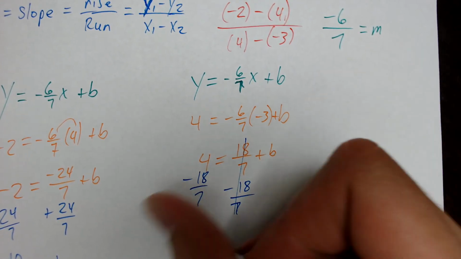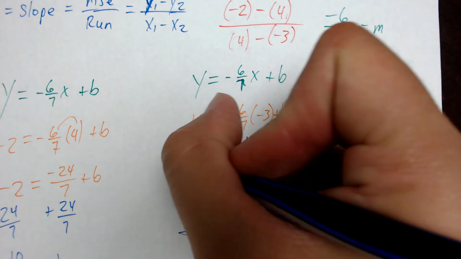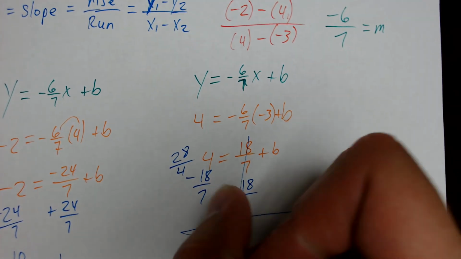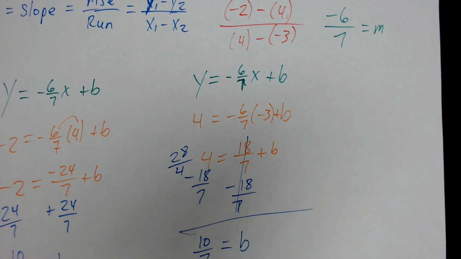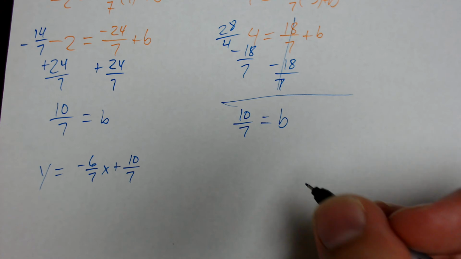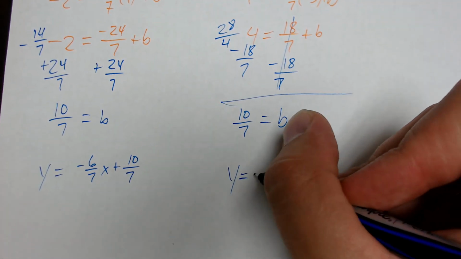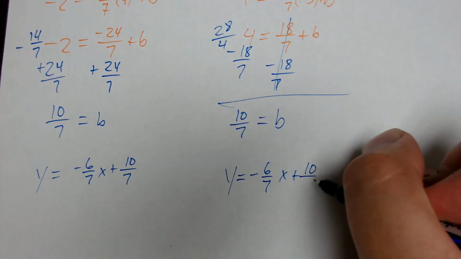This side cancels. Now for this side I have to turn 4 into a number with the denominator of 7, so that would be 28 over 7. 28 minus 18 is 10 over the denominator of 7, which is what b is equal to, which is what we had over here. And then the very last thing would be to plug it into the equation. The equation is y equals negative 6/7 x plus 10 over 7.